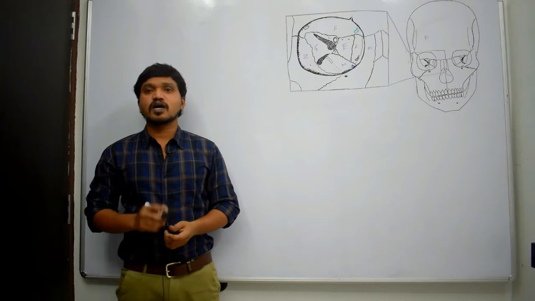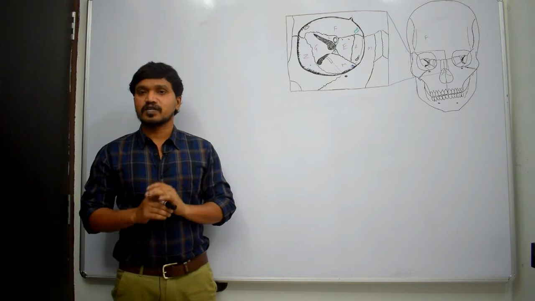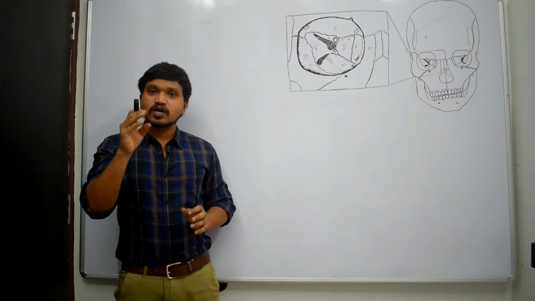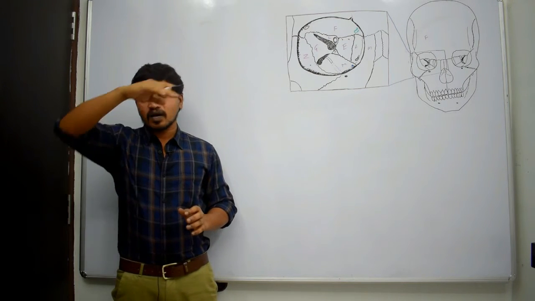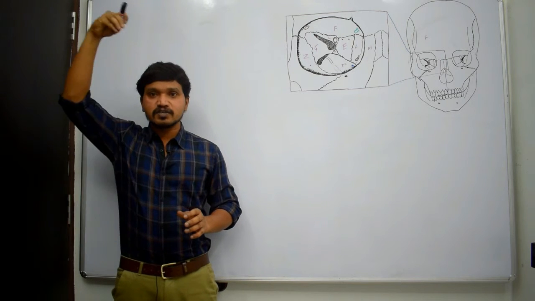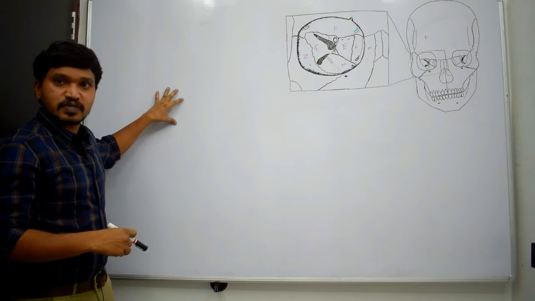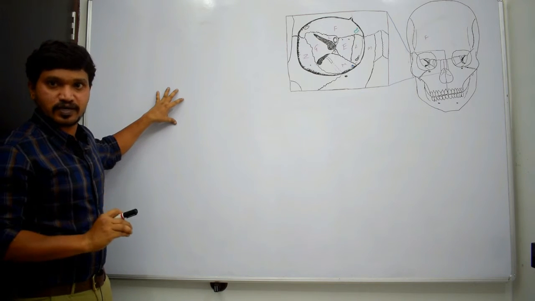Now we will discuss the last topic in the orbit, the ophthalmic division of the trigeminal nerve. To see the exact location and course of that nerve, I am taking a transverse section of the skull and seeing it from above. That means I am going to draw the interior of the skull, the cranial cavity, here.